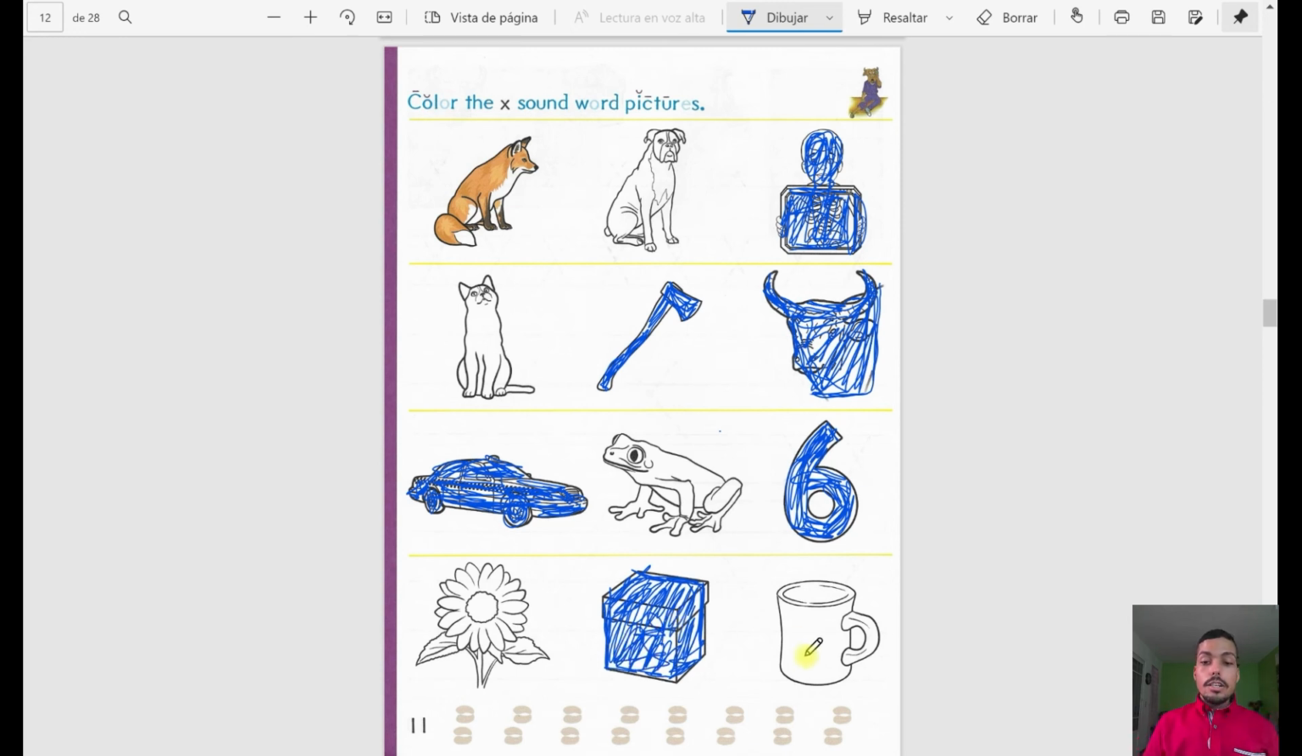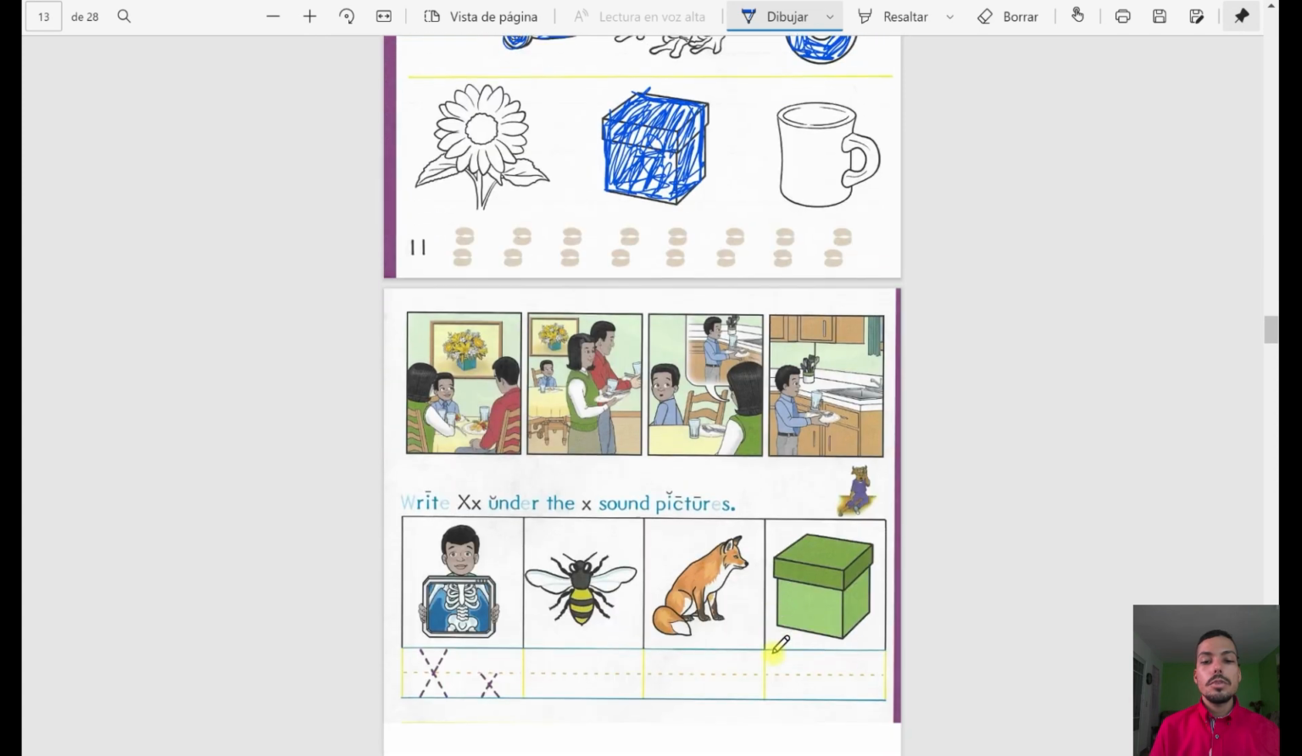And the last one here, this is a cop. Cop has the sound x. Cop, it has the sound? No, very good, it doesn't have it, so we have to leave it in blank, okay? We don't color it. Then finishing with that one, we finish with the page number 11, and we can go to the page number 12 here.